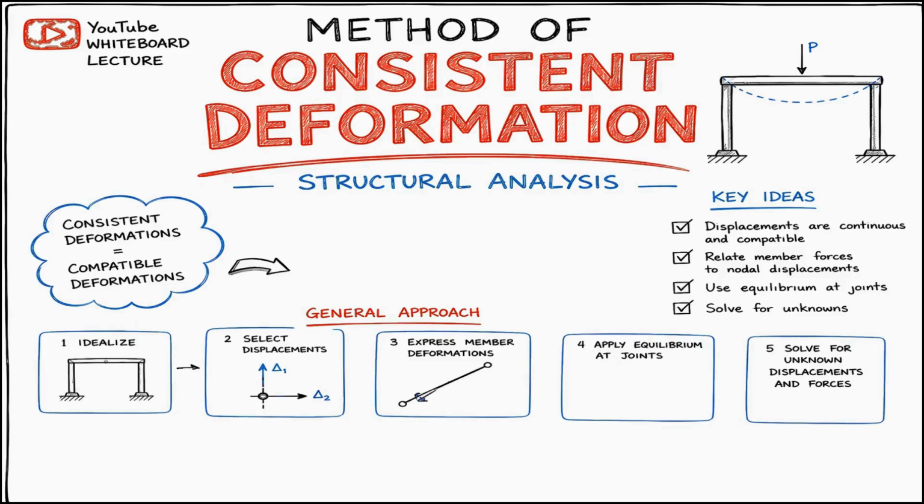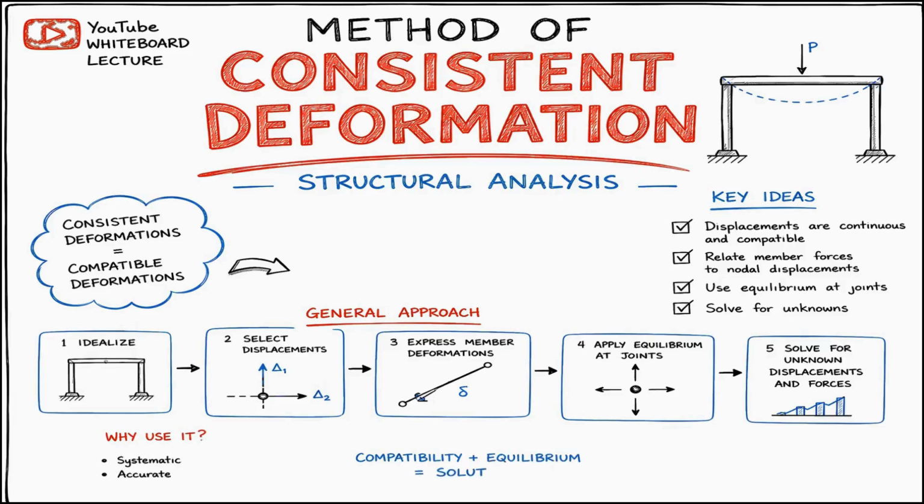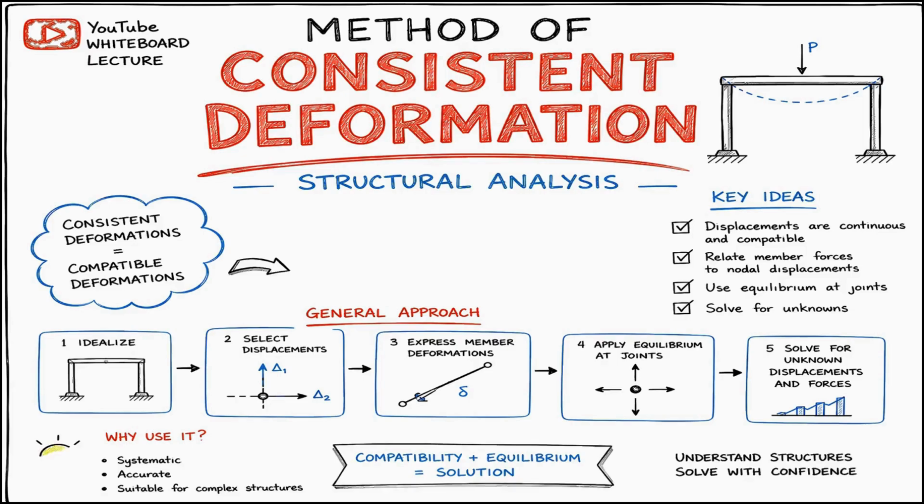The general workflow is very simple. First, identify the indeterminacy. Second, remove the extra reaction. Third, calculate the deformation. Fourth, enforce compatibility. And finally, determine the unknown reaction. In the next poster, let's examine a beam and determine whether it is statically indeterminate.